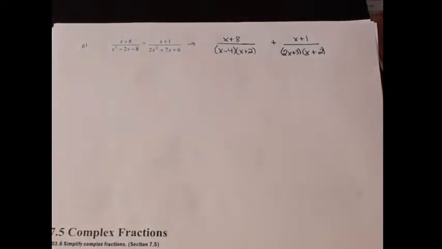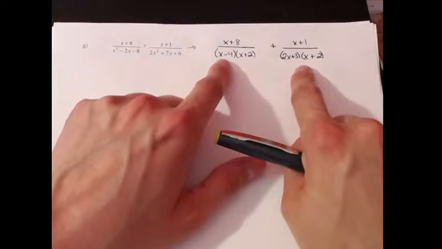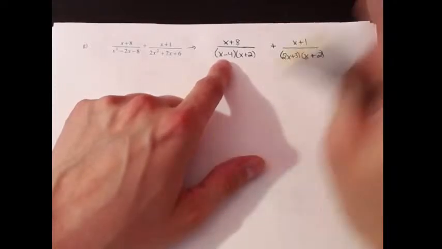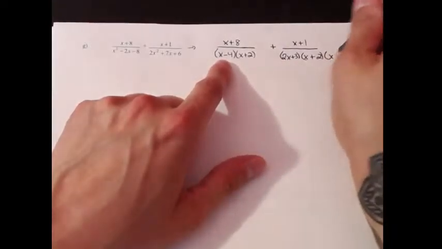Now, time to introduce the missing factor. Okay. I have an x minus 4 on the left, and I don't have that on the right, so I need to introduce that.